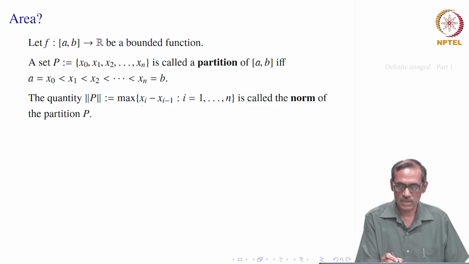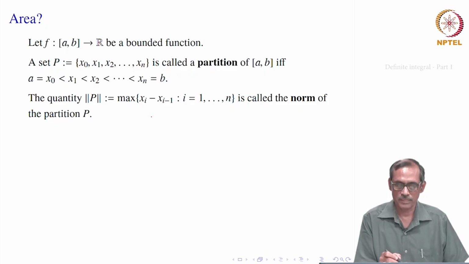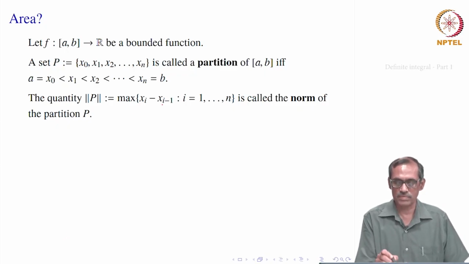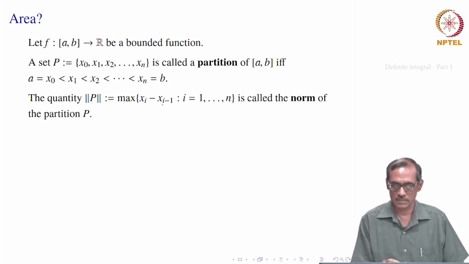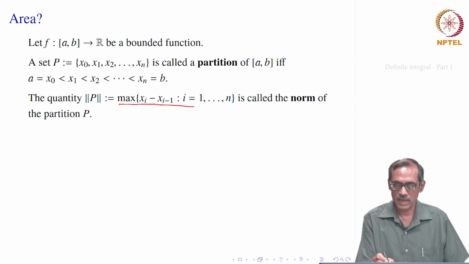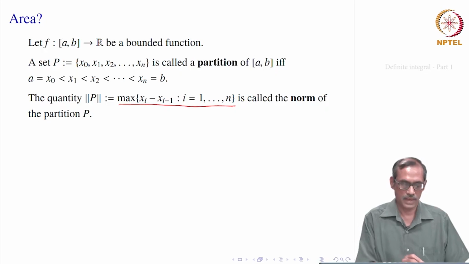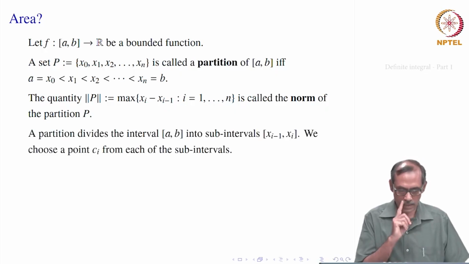Since we want them to be smaller and smaller, and in fact close to 0, we define the norm of the partition, which is the maximum of the lengths of those subintervals. If that maximum goes to 0, then all these subinterval lengths also go to 0. That is why we define that. Let us call this the norm of the partition P, which is really the maximum of xi minus x(i-1).